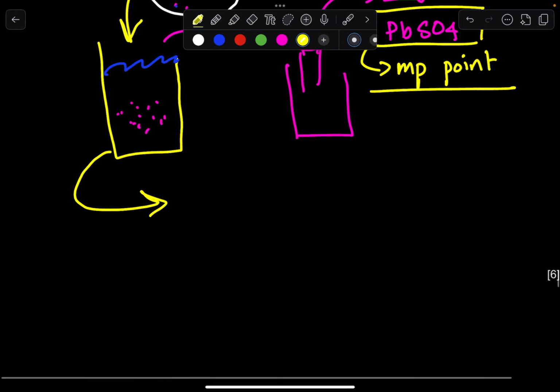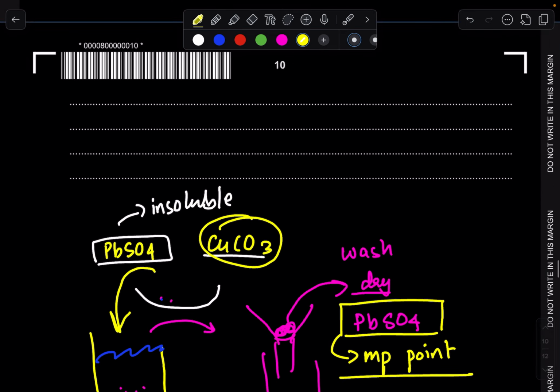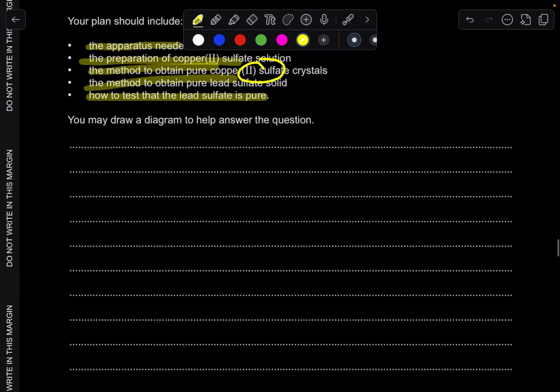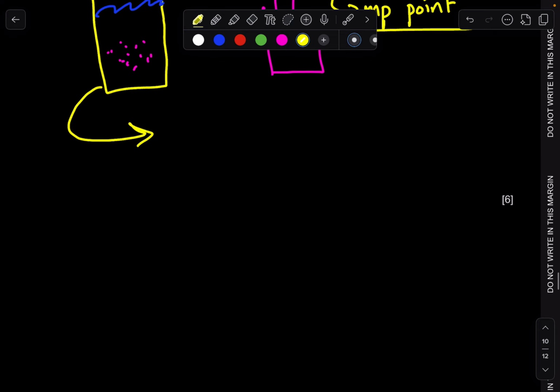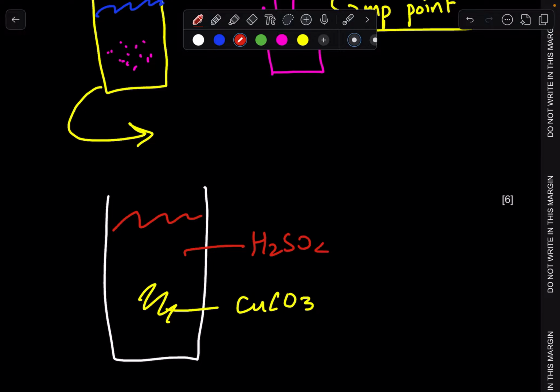Now comes part 2, separate copper carbonate. What are you going to do? You know copper carbonate is going to react with sulfuric acid. You have to obtain copper sulfate, not carbonate, right? So you're going to take your copper carbonate, CuCO3, and add sulfuric acid to it. This is H2SO4. A reaction is going to happen and your copper sulfate is going to form.